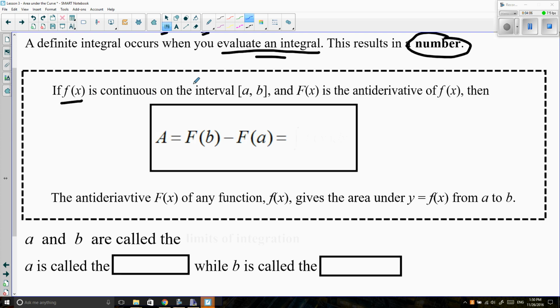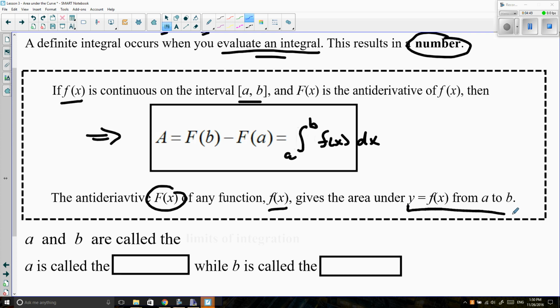So if a function is continuous on an interval a to b, where a and b are defined, and capital F of x is the antiderivative of little f of x, then I can show the fundamental theorem of calculus in this way. I'm going from my low limit a to my high limit b of my original function with respect to dx. This right here is what we consider the fundamental theorem of calculus. So the antiderivative, which we called capital F of x, of any function little f of x gives the area under the curve from a to b.